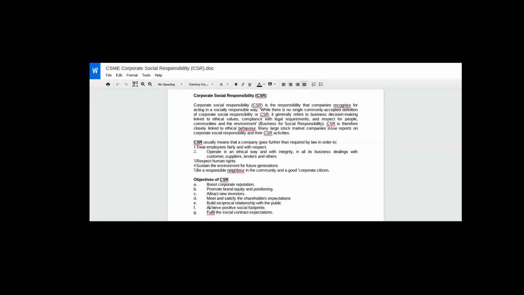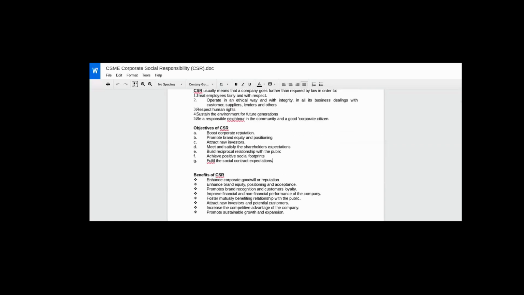CSR is equally done to achieve a positive social footprint, and it is engaged in to fulfill social contract expectations. Communities and the larger society are expecting companies to give back to the society in the form of CSR. So in line with these objectives, when CSR is truly implemented without any bias or fallacious claims, then we deserve to gain the following benefits.